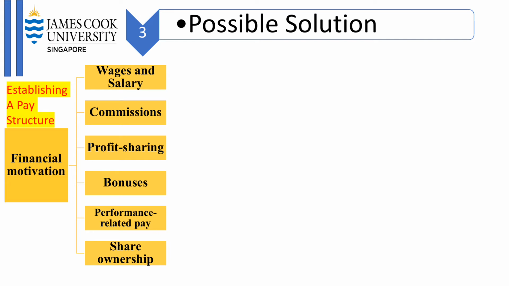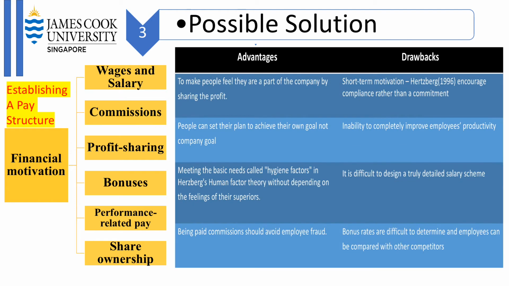Share ownership is important because it helps them to feel like they are working for their own company instead of working as a hired labourer. These methods also have some advantages and disadvantages. The most important advantage is people feel they are a part of the company, and this is also a hygiene factor of Herzberg's theory, without depending on their superiors.